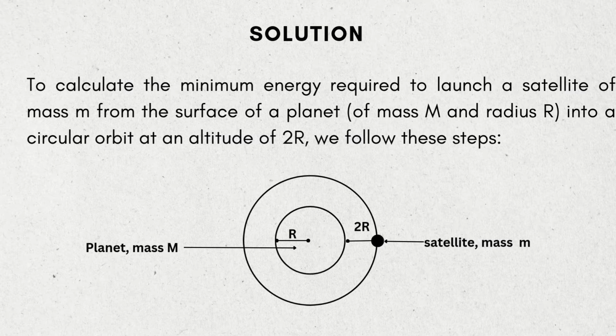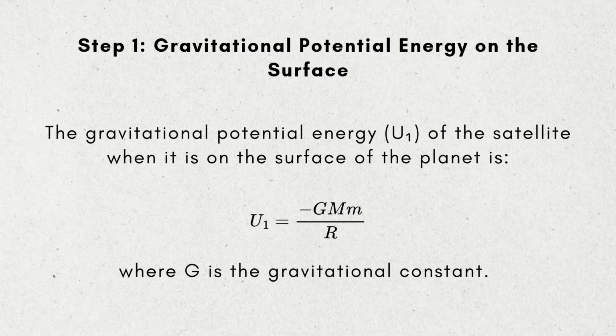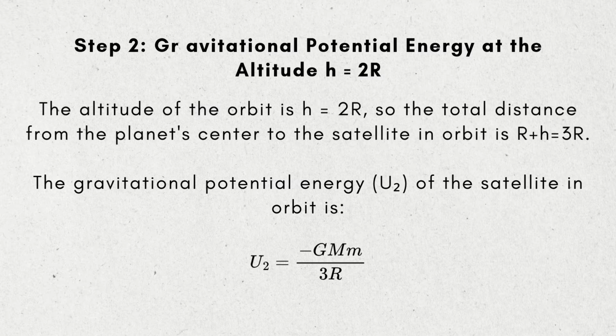To calculate the minimum energy required to launch a satellite of mass m from the surface of a planet of mass M and radius R into a circular orbit at an altitude of 2R, we follow these steps. Step 1. Gravitational potential energy on the surface. The gravitational potential energy U1 of the satellite on the surface of the planet is U1 equal to minus G M m divided by R, where G is the gravitational constant.